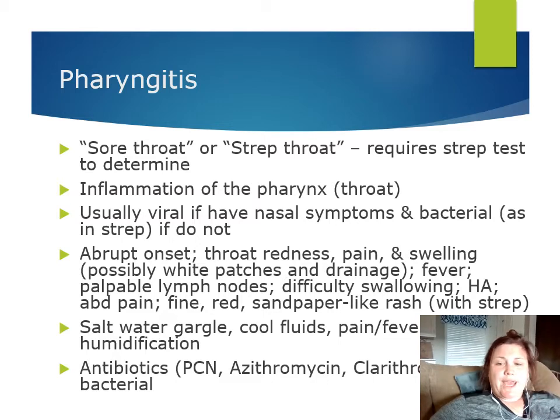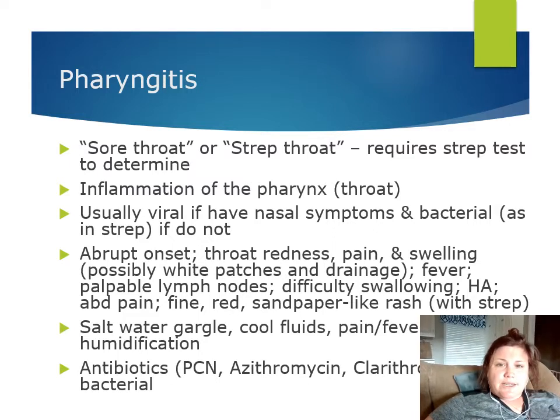Throat redness, pain, swelling. There can be white patches on the throat, drainage. Children usually have fevers, and usually it's high. Their lymph nodes can be enlarged and palpable. There can be complaints of it being difficult to swallow. They may say they have a headache. They may say it's upset in their stomach with abdominal pain. And they're also likely to have a rash. It's usually a fine red sandpaper-like rash that is associated with the strep form of pharyngitis.